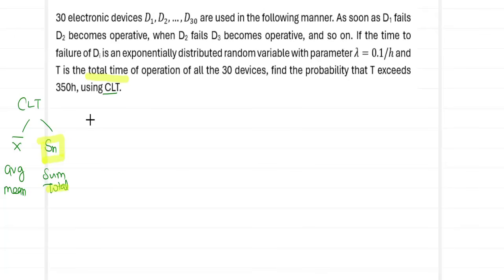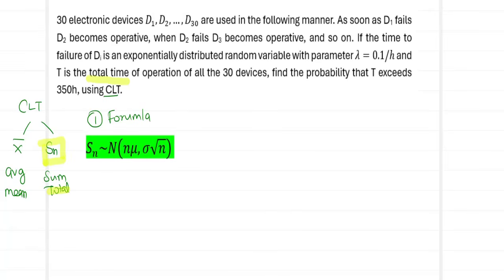So we begin the problem with step number 1. Identify the formula for your Sn. What is your Sn given by? Sn follows a normal distribution with mean n mu and standard deviation sigma into square root of n.